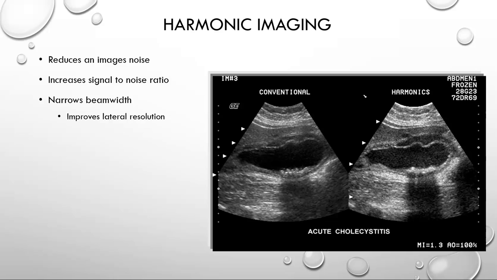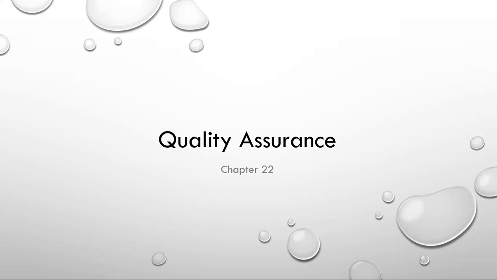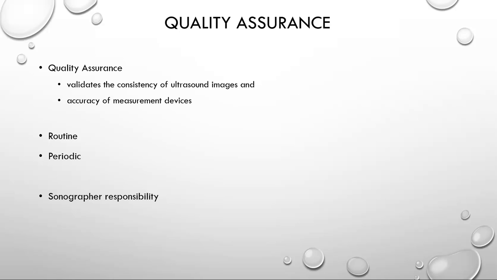Our next subject is going to be quality assurance. Quality assurance is what is done in the lab to validate the consistency of ultrasound images and the accuracy of the measurements. It must be done, so here's a test answer. Quality assurance must be done routinely and periodically. It is the responsibility of the sonographer. Period. That answered 2 test questions.